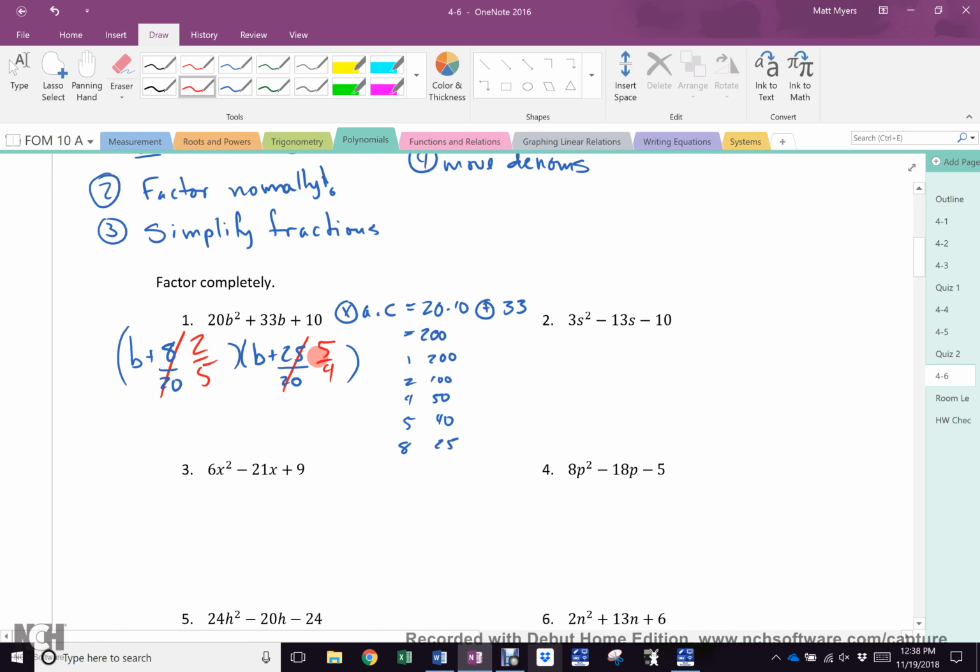Simplify that. What is it? 2 over 5. Simplify that. 5 over 4. When they get no simpler, move the denominators. 5b plus 2, 4b plus 5.